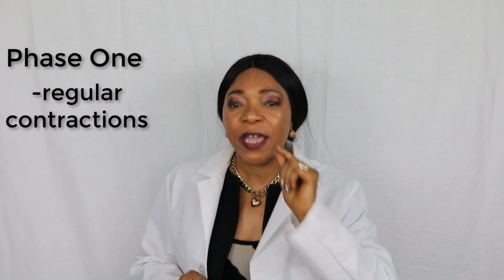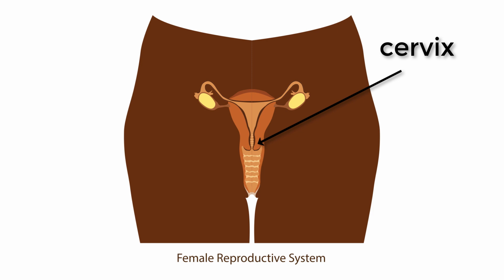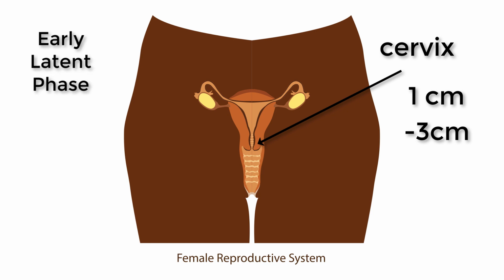Phase 1. The first phase begins when the contractions become regular and cause the cervix to begin dilatation from 1 centimeter and ends when the cervical dilatation reaches 3 centimeters. This first phase is called the early latent phase.